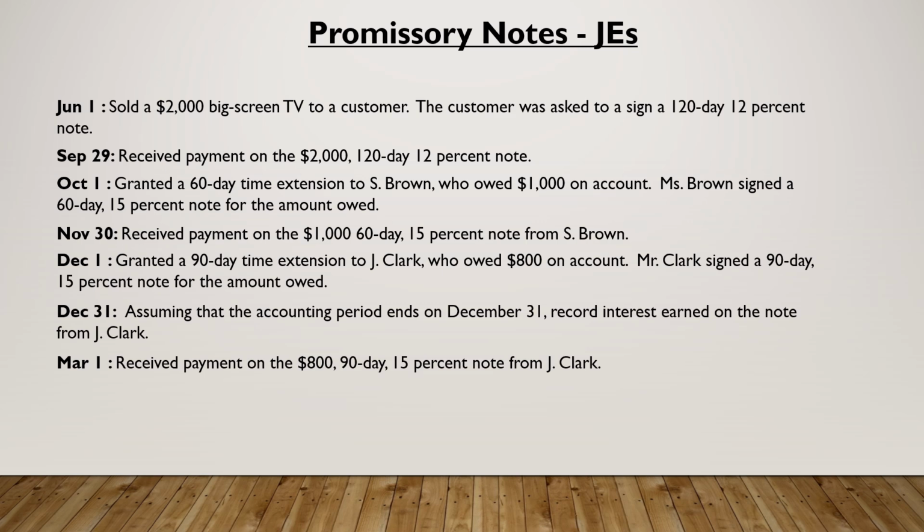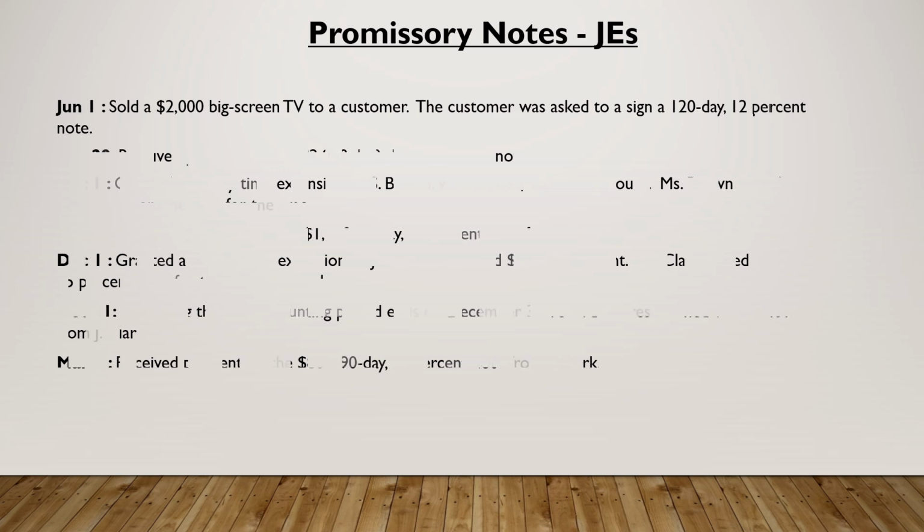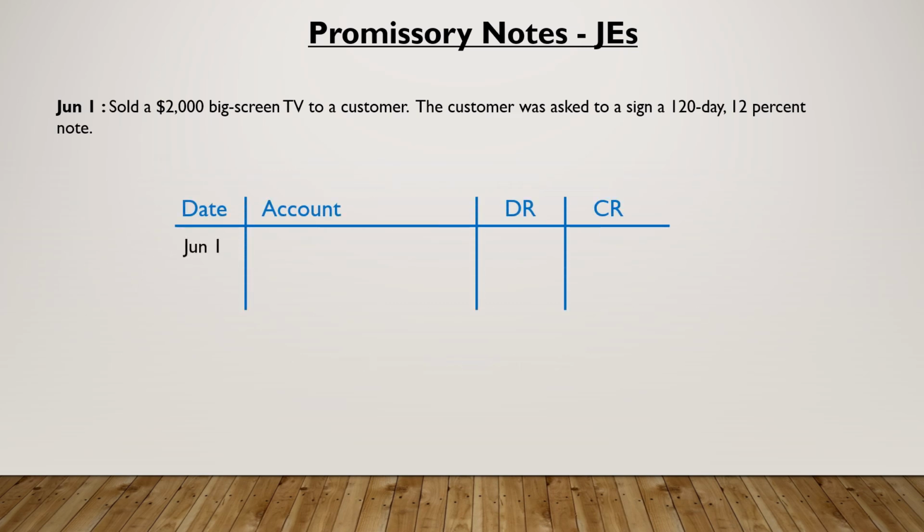Turn to page 11. Let's record the following transactions that relate to promissory notes. If you like, try them on your own before proceeding. On June 1st, we sold a $2,000 big screen TV to a customer who signed a 120-day 12% note. When we record a sale with a note, debit notes receivable and credit sales for $2,000.